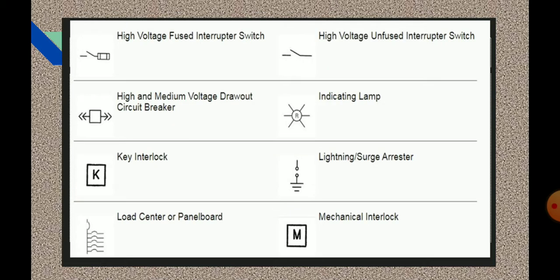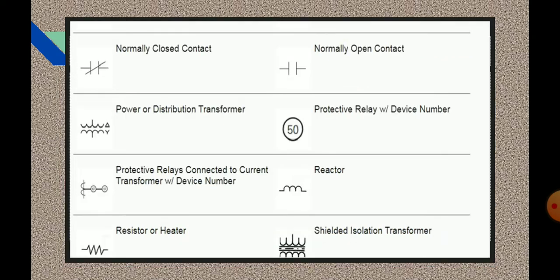The next slide. Ninth one is high voltage fused interrupter switch. The next one is high medium voltage drawout circuit breaker. Next one is key interlock. This one is load center or panel board. This one is high voltage unfused interrupter switch. This one is indicator lamp. This one is lightning or surge arrestor. This one is mechanical interlock. This is normally closed contact.